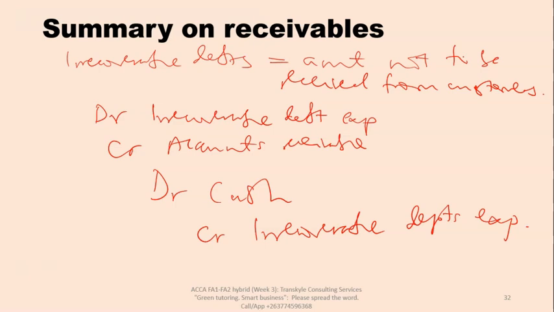What about accounting for the allowance for receivables? To record an increase or setting up the allowance, we then have to debit irrecoverable debts expense and credit allowance for receivables. The journal entry is reversed if the allowance is reduced.